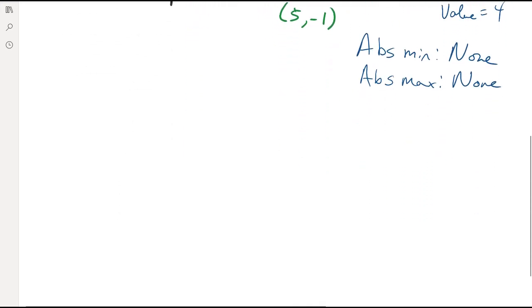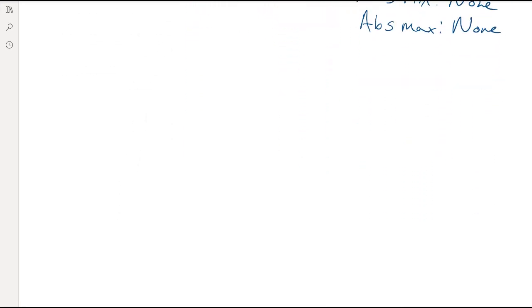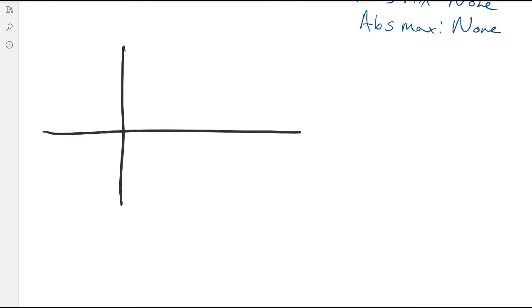Well, what if we had a function over a closed interval? Let me show you what that looks like. Suppose we had a graph that did something like this.